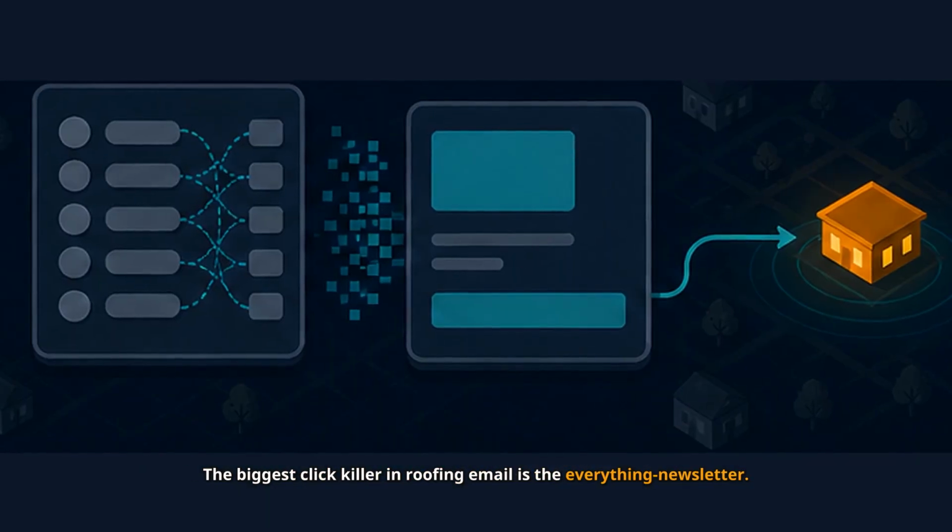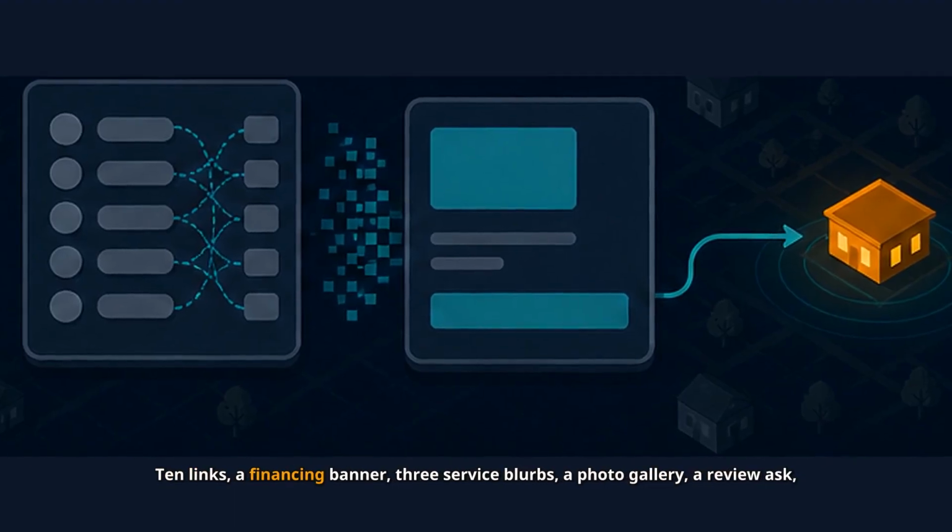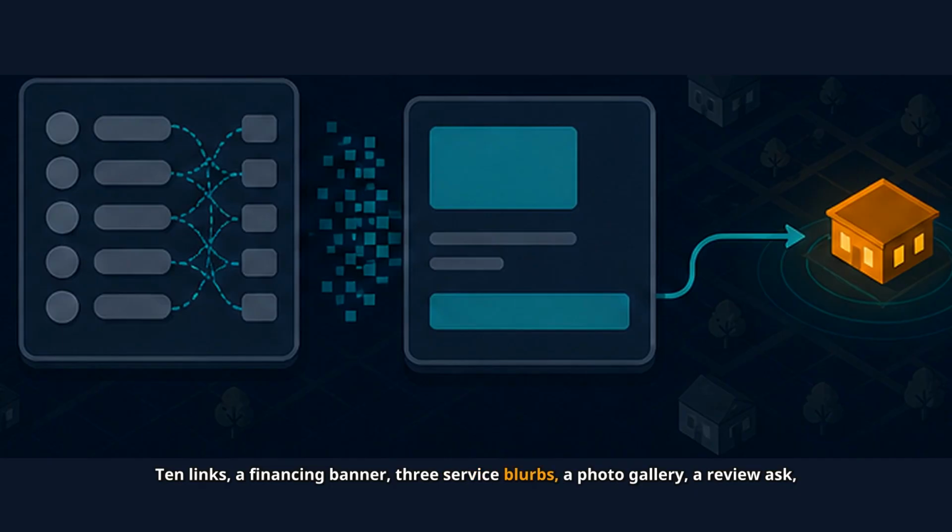The biggest click killer in roofing email is the everything newsletter. 10 links, a financing banner, 3 service blurbs, a photo gallery, a review ask, all in one send. A reader can't act on 10 things, so most act on nothing, and you can't tell which link mattered. Give every campaign one primary action, and make it obvious. A secondary link is fine. 5 competing primaries is not. The single action email is also the only one you can read, because the top clicked link tells you instantly whether the message landed.